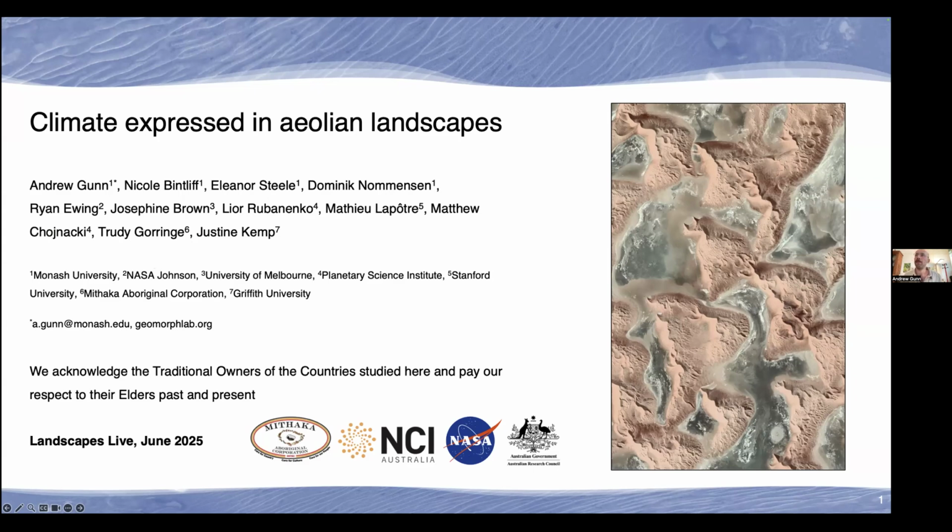Here is a motivating photo of some beautiful dunes in the Rub al Khali. If you're familiar with aeolian morphology, you'll see that there's a variety of different scales of bed forms here, which are suggestive of different types of climate. And that's something I'll start talking about to begin with.